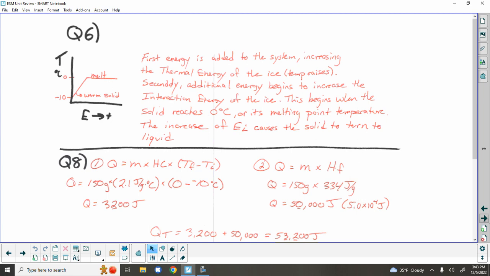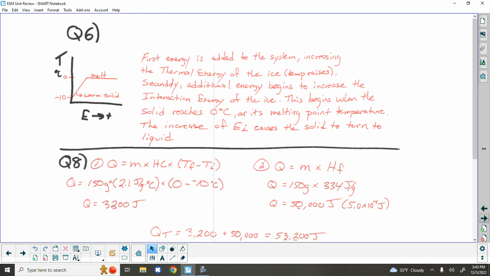So if we look at that on a little heating curve, we can see we start at negative 10 degrees. We're going up to 0. Once we get to 0, we're going to be melting, and then the scenario ends once all of the solid has turned to liquid.